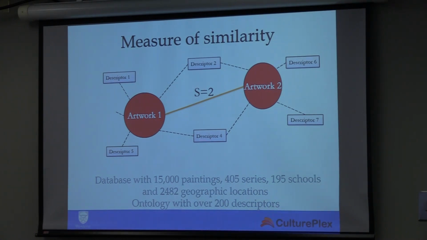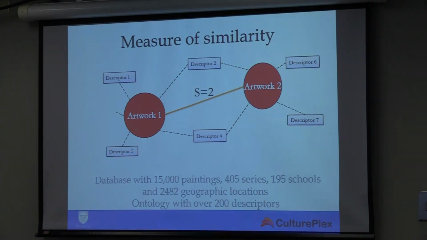Okay? So we have this database of over 15,000 paintings of the period with all these descriptors that make up what is called an ontology of 200 types of metadata. Now you have 2 problems here. What is the threshold that you know in order to determine that 2 paintings are relevantly similar?